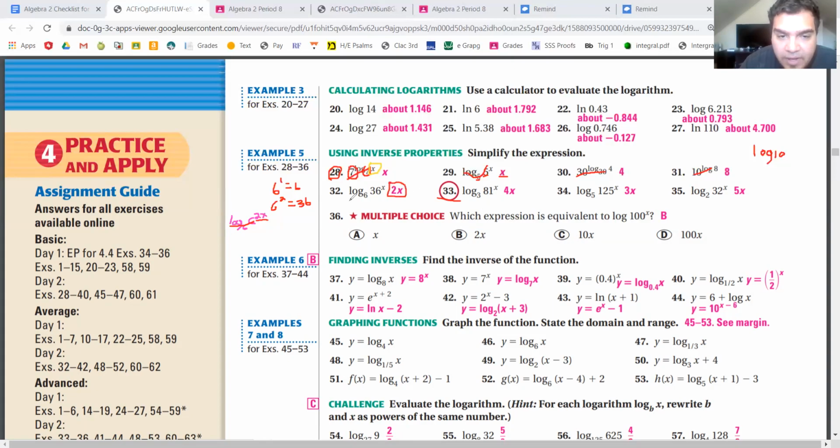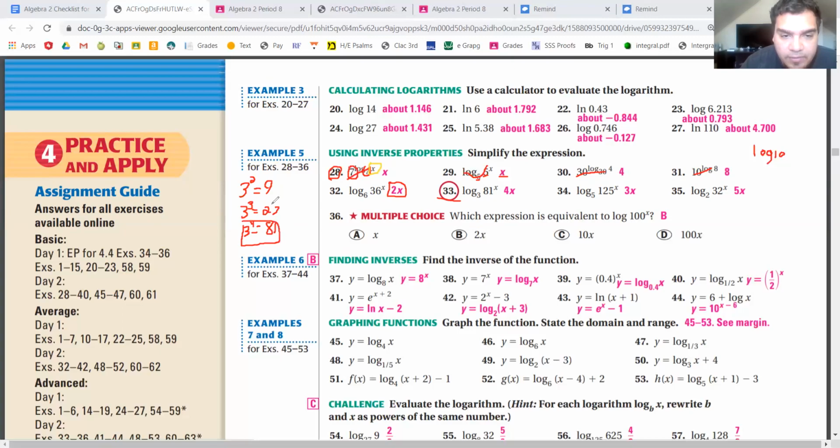81. Well, that doesn't match with 3, but we try to find a way to make it match with 3. So let's see. 3 to the 1 power is 3, so that doesn't make sense. 3 to the second power is 9. That doesn't work. 3 to the third power is 27. That doesn't work. 3 to the fourth power equals 81. And you can just check that with your calculator. You can always do this. Hey, that matches.